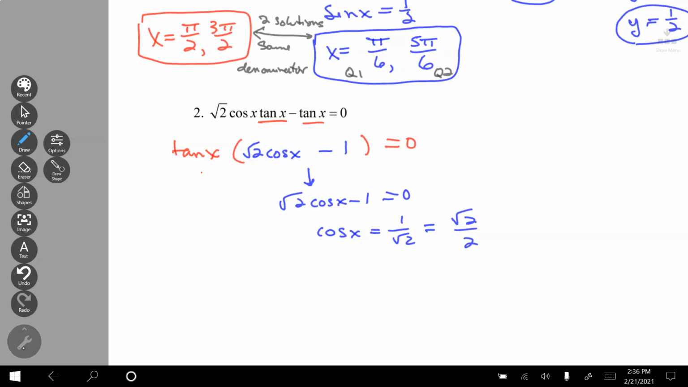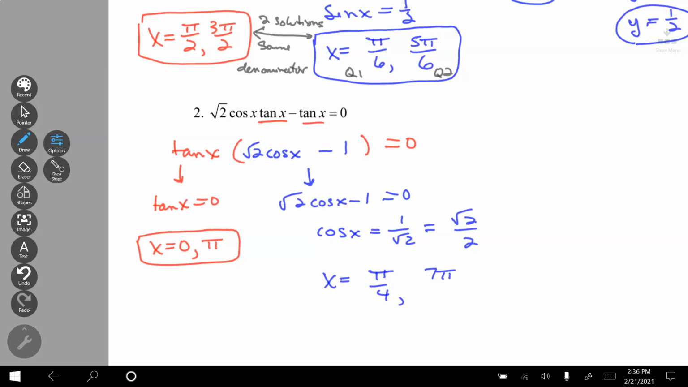And then I set this one equal to 0. Tangent of x is equal to 0. And now I can solve for the angles. When does tangent, or my slope, equal 0? When I'm at 0 radians and when I'm at pi radians, both times on the x-axis. Still the same denominators. And when is cosine equal to radical 2 over 2? Well, that would be in quadrant 1 and in quadrant 4.